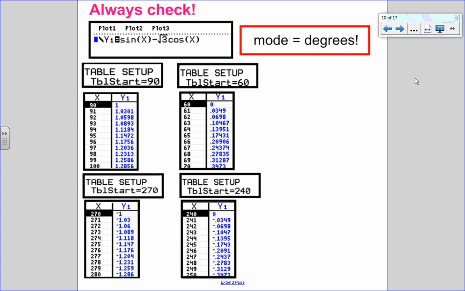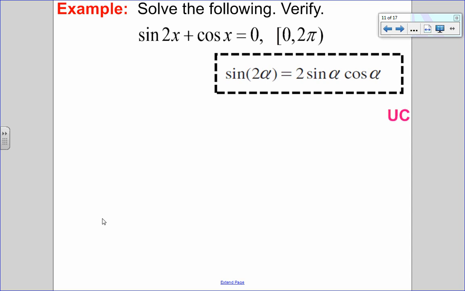So I'm looking for 0 again. Mode is in degrees. So again, you see 60 is 0. Yay. 240 is 0. 90, not 0. It's 1. 270, not 0. Negative 1. So if you don't catch it in the first step, you'll catch it in the second one. You'll get there. So that would be my solution again, 60 or 240, depending on which way you factor. So that's a neat little trick you can kind of keep in your idea bag.